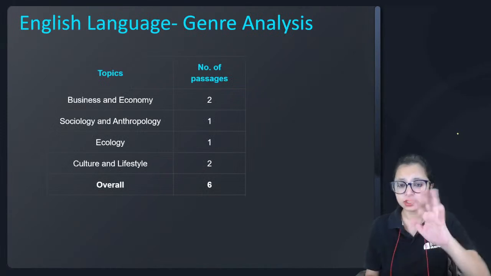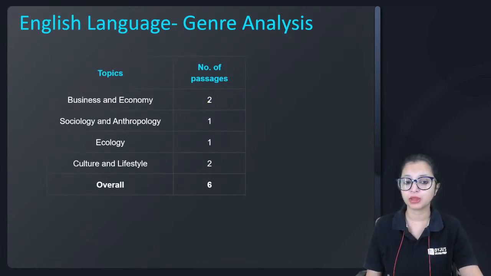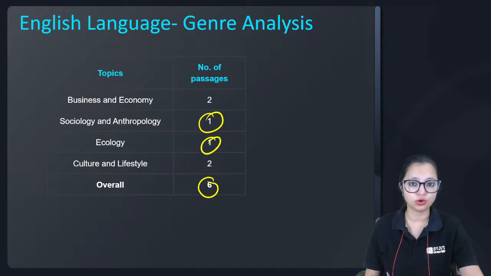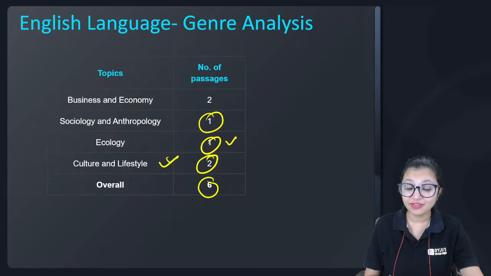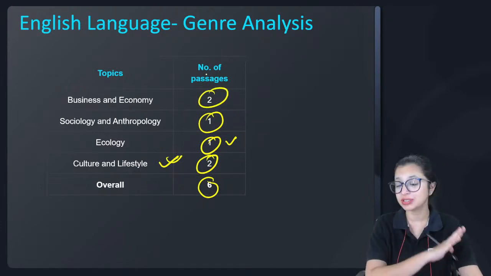All right, now let's do a general analysis of what this section, specifically English, had. You had 6 passages, and out of that, one was on sociology and anthropology, one was on ecology. This was an easy one. 2 were on culture and lifestyle, very, very easy passages. 2 on business and economy. 1 out of these 2 was a cakewalk.